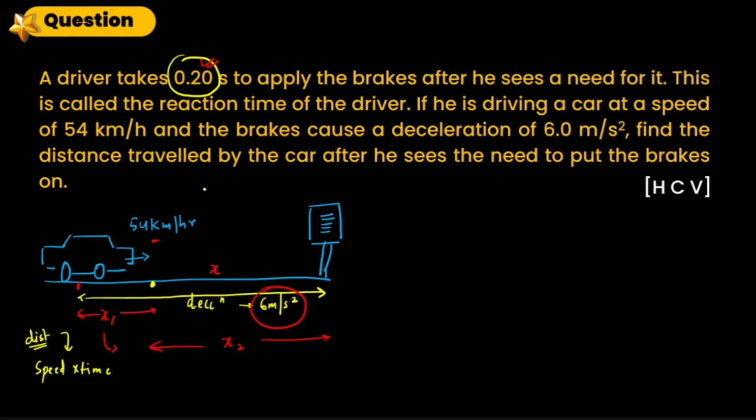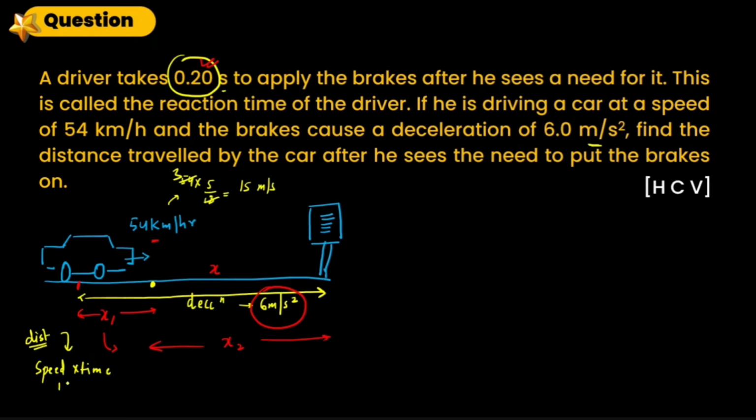But we need to convert this speed into meters per second because the time and acceleration are in meters per second. So the speed can be written as 54 into 5 by 18, that is 1000 by 3600. That is what we have applied. So it is going to be 3, and we come up with 15 meters per second.